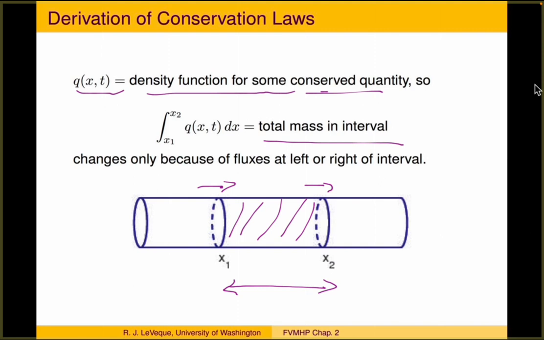And again, in one dimension, we're assuming things only vary in the x direction. So if you think of this as a three-dimensional pipe, we're assuming that things are constant in the cross pipe direction and only vary along the length.